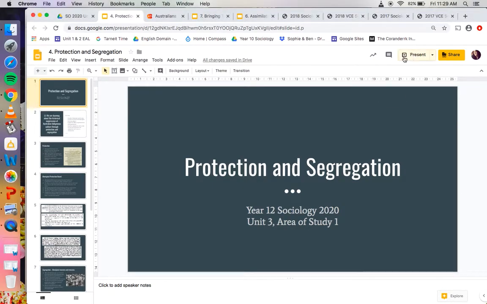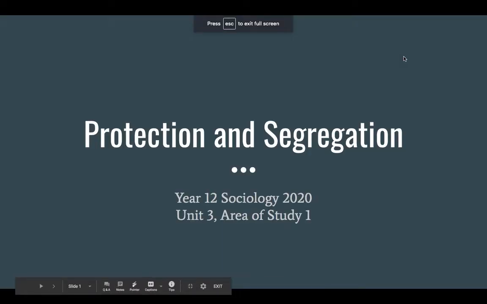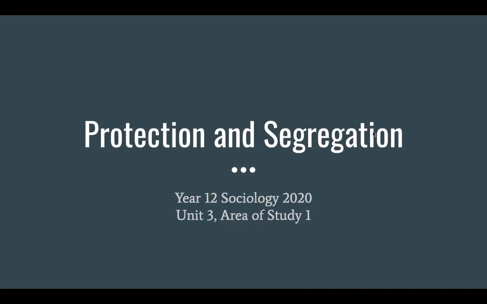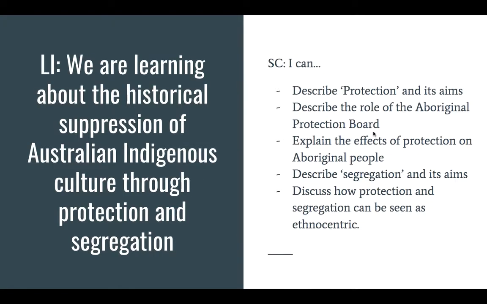Alright guys, today we're going to carry on with area of study 1, Australian Indigenous culture, by looking at the policies of protection and segregation. We want to really focus on how these policies suppressed Australian Indigenous culture.